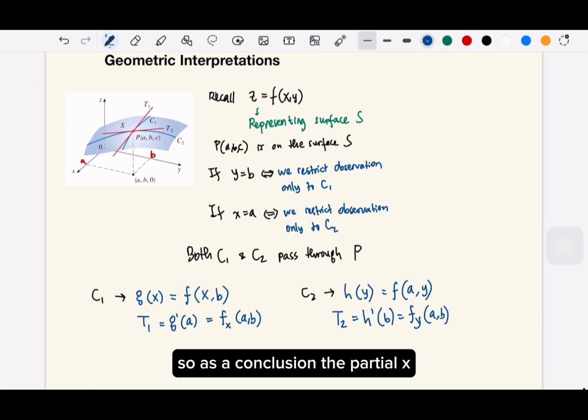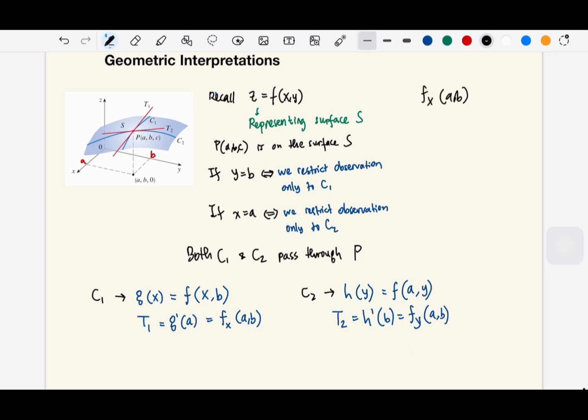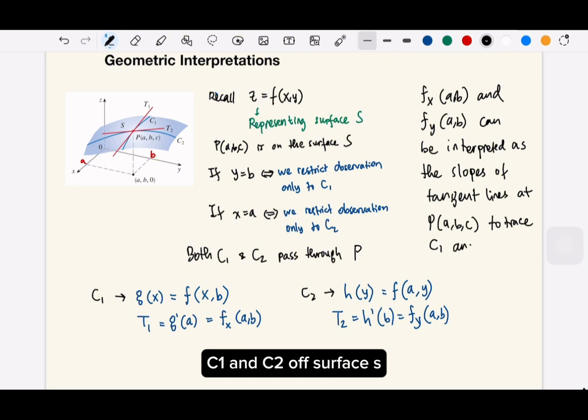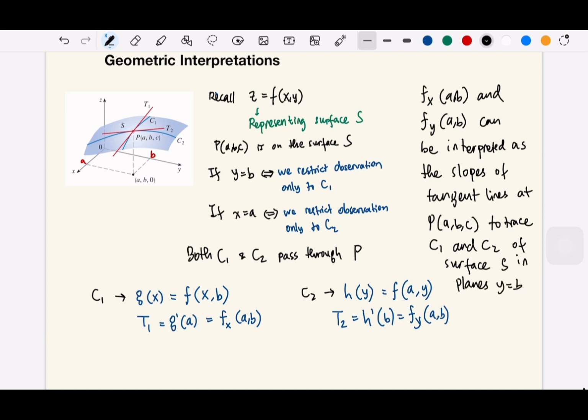So as a conclusion, the partial x and partial y can be interpreted as the slopes of tangent lines at P to traces C1 and C2 of surface S in planes y equal b and x equal a.